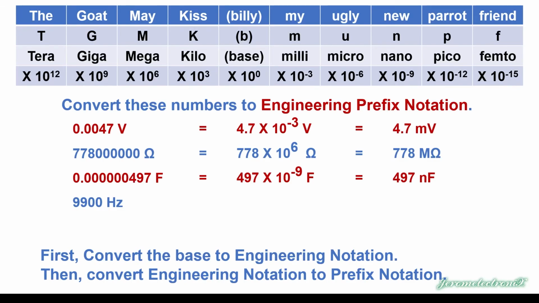9,900 hertz. The decimal is implied on the right side of the number. Moving that decimal 3 places to the left will cause the exponent to go up, because left points up. The answer in engineering notation is 9.9 times 10 to the 3rd power hertz. The equivalent of that is 9.9 kilohertz. If you did that, you got it right.